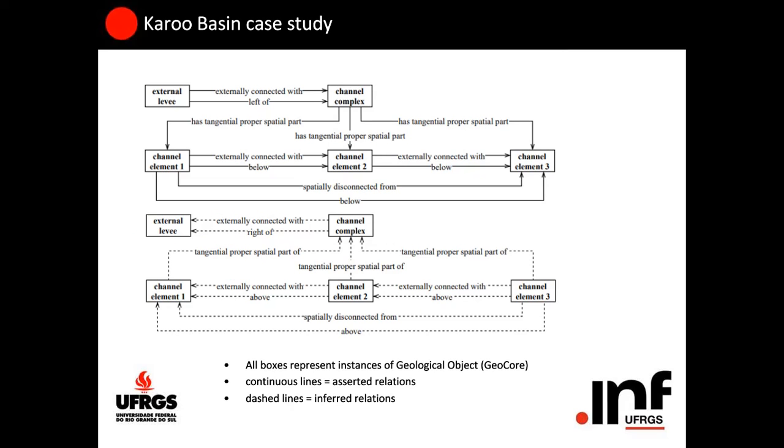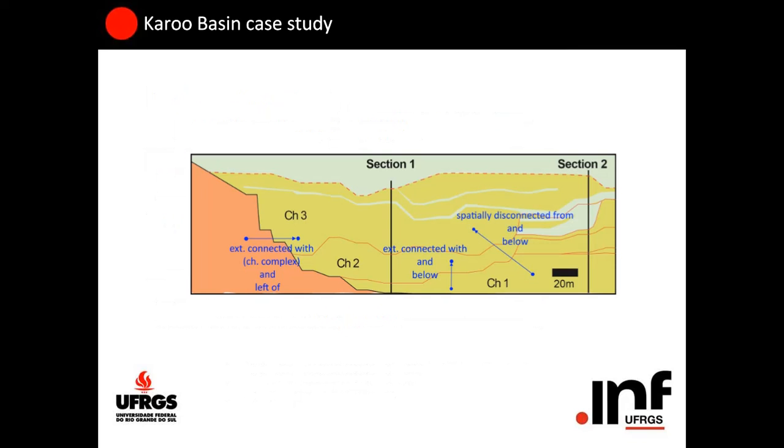These elements, complexes and the levee are each a box, and each relation between them is an arrow. The continuous arrows are asserted relations, and the dashed arrows are inferred relations. Some examples of relations are here, like the external levee is externally connected with and at the left of the channel complex. Channel 1 is externally connected with and below channel 2, and channel 1 is also spatially disconnected from and below channel 3.